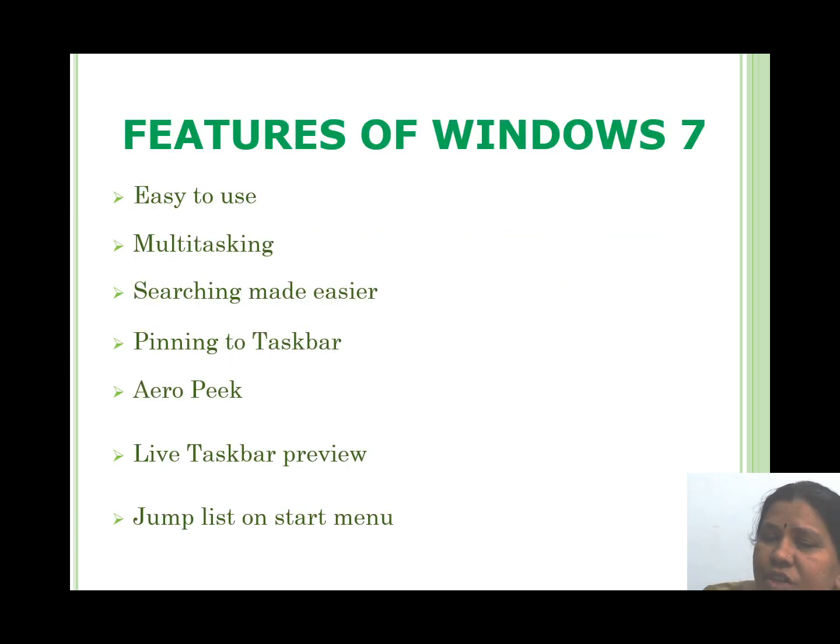Next, some features of Windows 7 that we can easily use. It's multitasking: at the same time, if you are working with Word, we can open PowerPoint also and work with that. For example, if you want to search any files or folders, we can search easily just by using search. And pinning to the taskbar: if you are working and suddenly want to work elsewhere, just minimize and we can open another application. Whatever we are working on will be present as a preview on the taskbar, and with the help of the start menu, we can jump to the list.